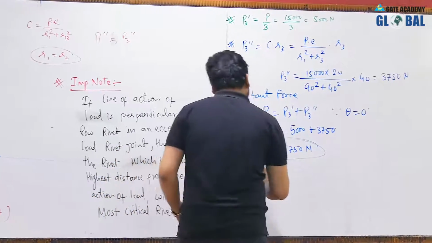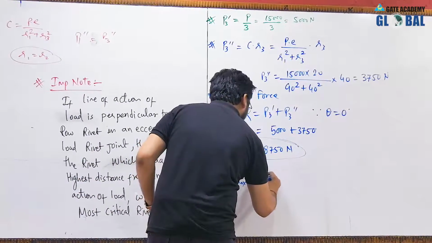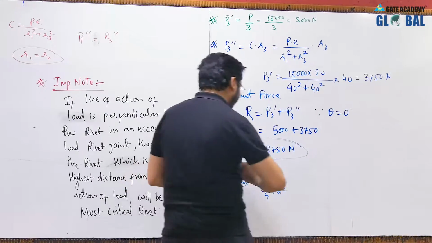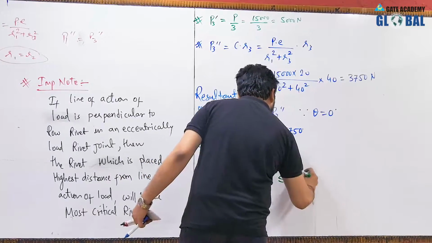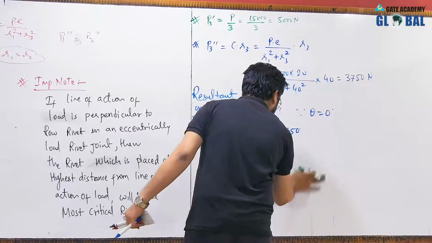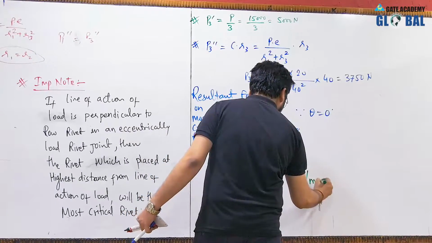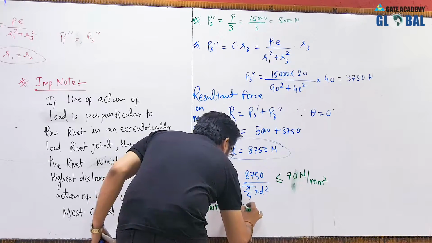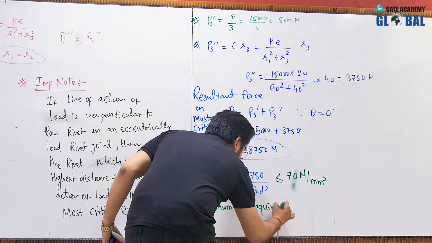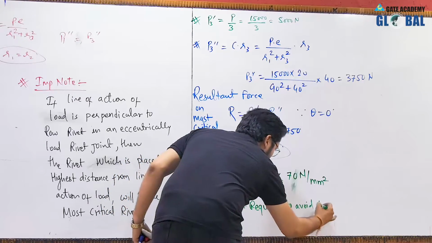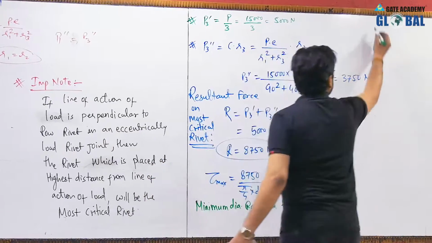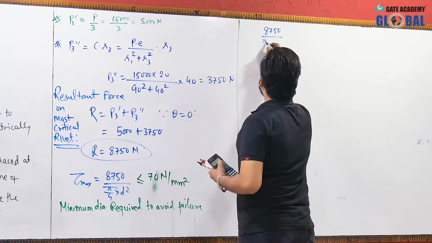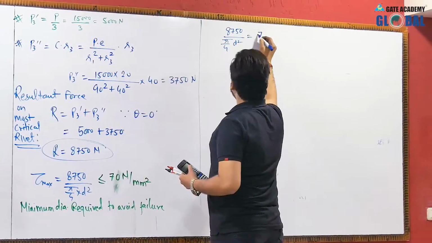So tau max will be equal to 8750 divided by pi by 4 d square, where d is the diameter, and this should be less than or equal to the permissible shear stress, that is 70 megapascal or 70 Newton per mm square. So the minimum diameter required to avoid failure will be obtained by equating 8750 divided by pi by 4 d square to 70 Newton per mm square.